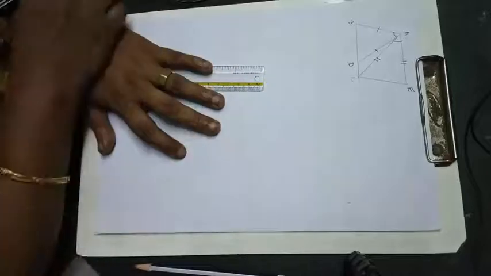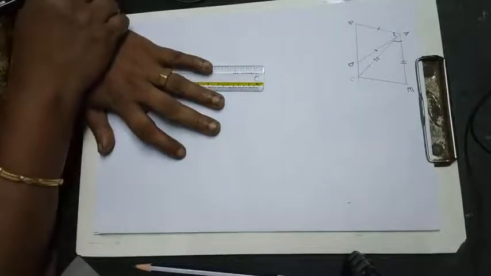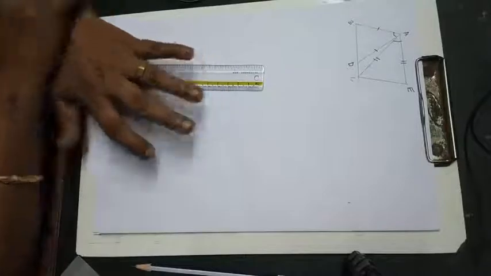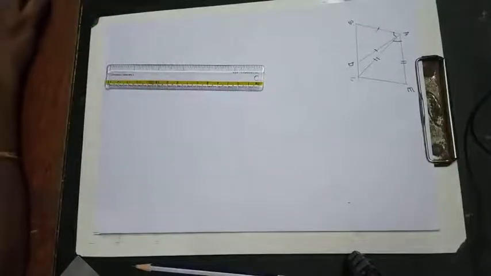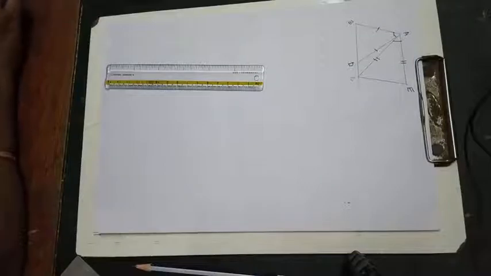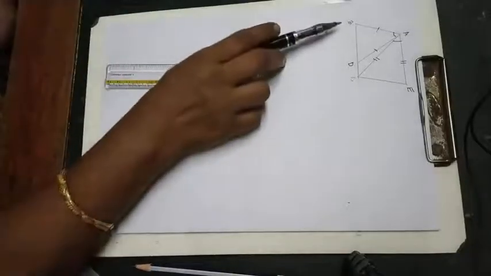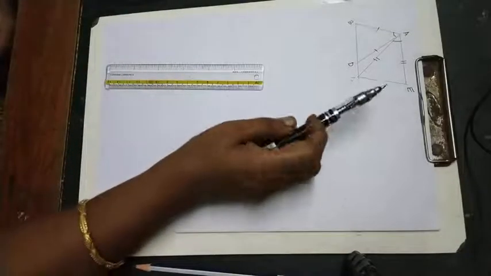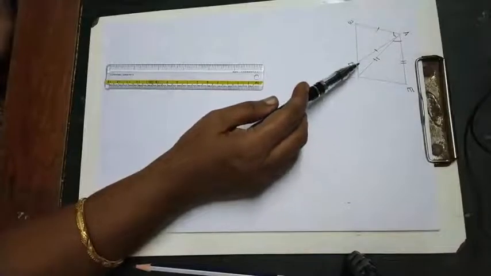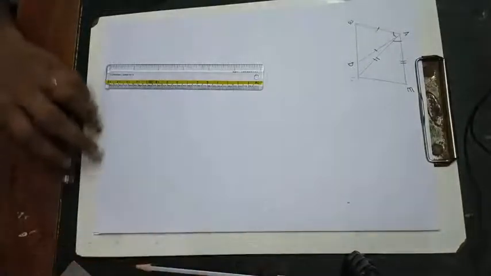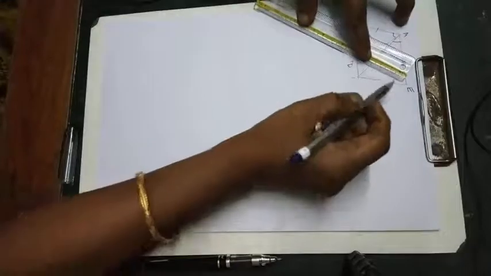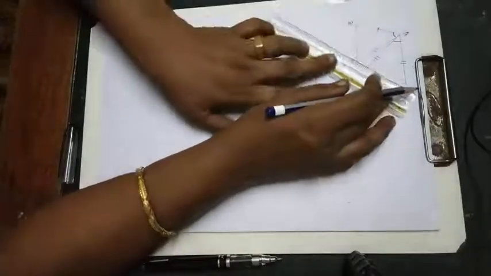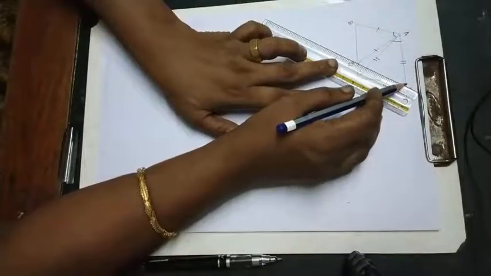In figure 7.21, AC is equal to AE, AB equal to AD, and angle BAD is equal to angle EAC. You have to show that BC is equal to DE. Now you are asked to find out BC is equal to DE, that is this one. So let us see which triangle you have to take.